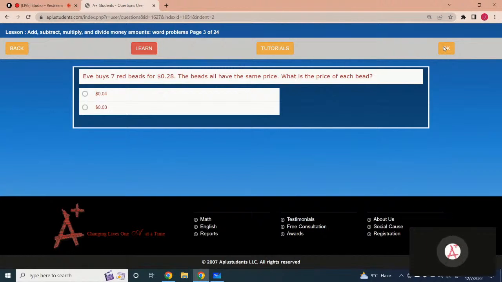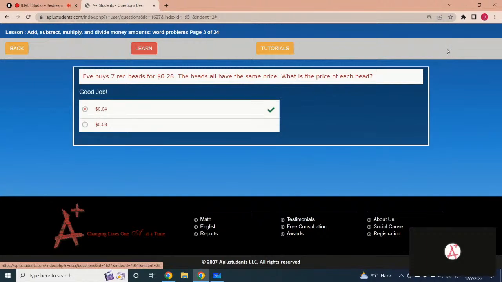Okay, Eve buys 7 red beads for $0.28. The beads all have the same price. What is the price of each bead? That is actually you have to calculate the value of the unit price. Got it? Whenever you have to calculate the price for one thing, that means you are calculating the unit price. So what you have to do, you have to divide 0.28 by 7. Got it? And that would be 0.04. Very good. Select the correct option and click on the OK button.